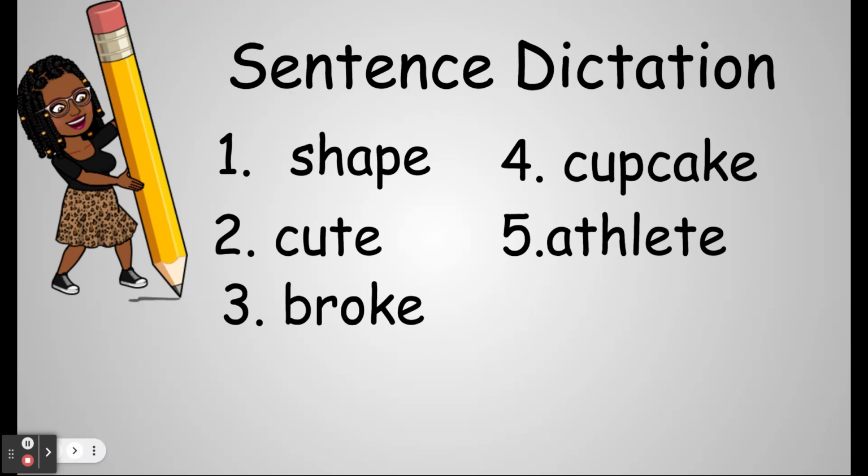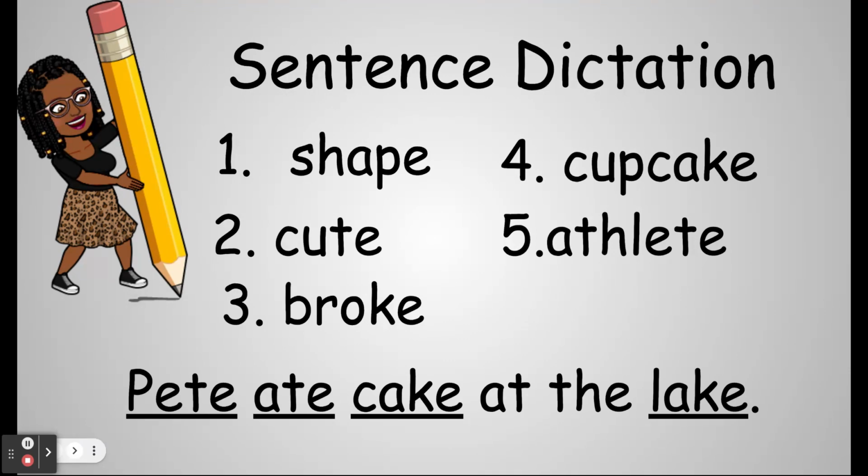Ready for your sentence? Here we go. Pete ate cake at the lake. Repeat. Pete ate cake at the lake. Underline all of the vowel, consonant, silent E words. Excellent. Pete ate cake at the lake.